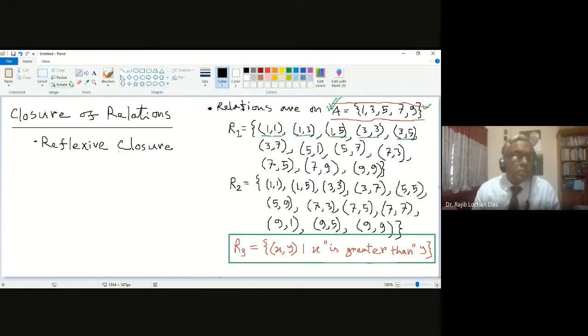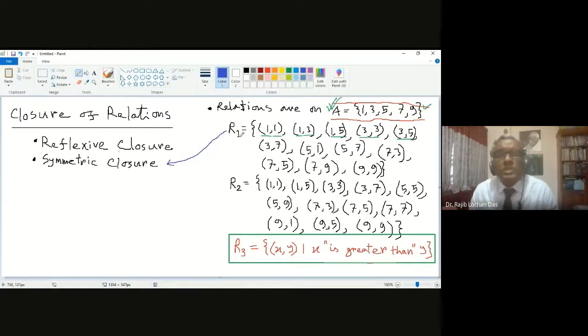Okay, so let me go to the next topic, that is symmetric closure. The idea is the same. Now you can understand easily. If it is not symmetric, then why not? What are the missing elements? What elements could you add so that the relation could be symmetric? So first you think about R1, and then R2, then R3, one by one. So think about R1. Is it a symmetric relation?